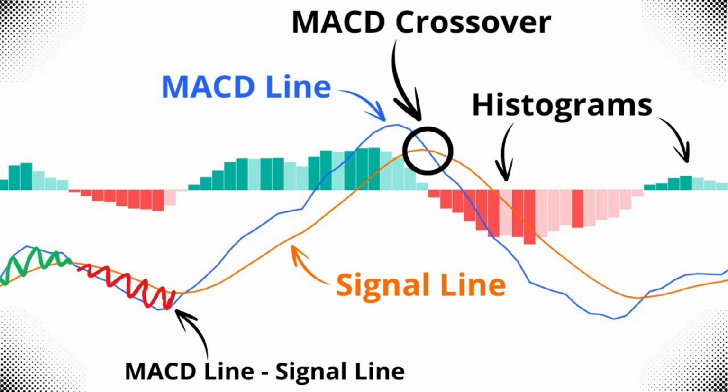Zero line. The position of the histogram relative to the zero line can also provide insights into trend strength. Positive values above the zero line indicate a bullish trend, while negative values below the zero line indicate a bearish trend.